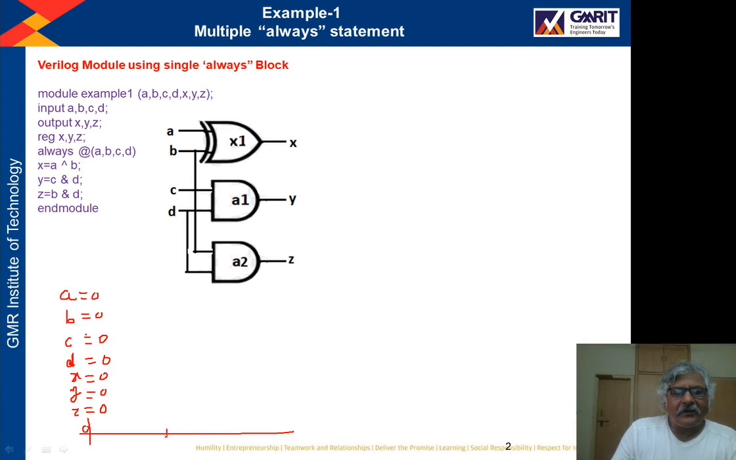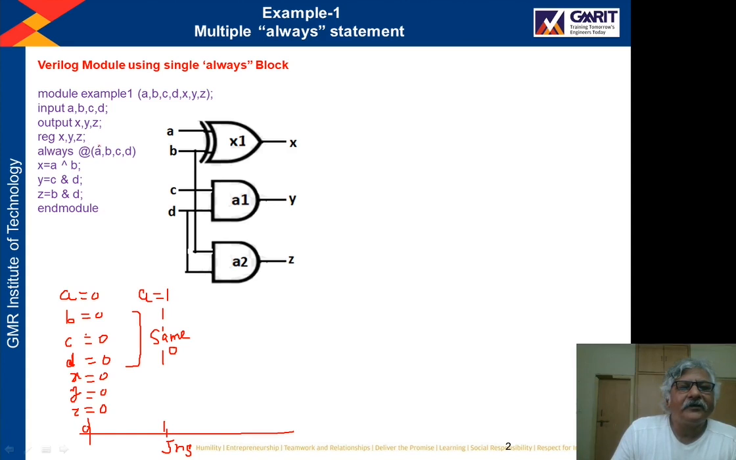Now let us assume at 5 nanoseconds, the value of A changes from 0 to 1, and the remaining inputs B, C, D are the same, 0, right? So what will happen? This will happen at 5 ns. So at 5 ns, the value of A changes from 0 to 1.